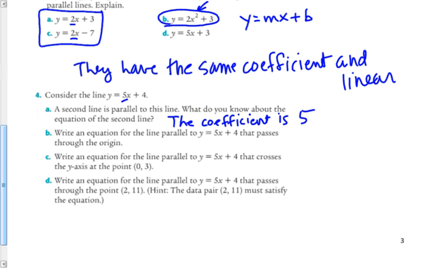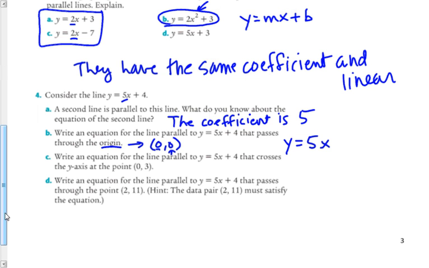Now it says write an equation for a line parallel to y equals 5x plus 4 that passes through the origin. If it passes through the origin, we know that it goes through the point 0, 0. And since the input is 0 here, the output is the y-intercept, or the constant term in the equation. So this equation is going to be y equals 5x plus 0, which, since we're adding 0, we can just write as 5x. It's a direct variation equation.